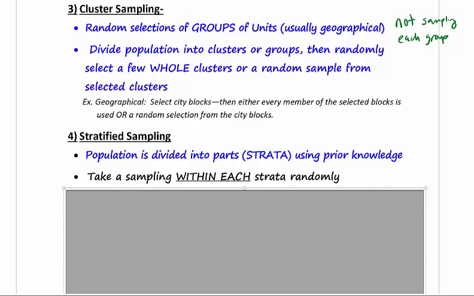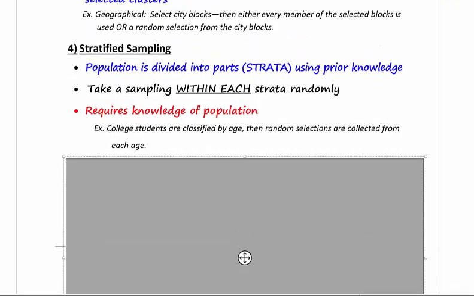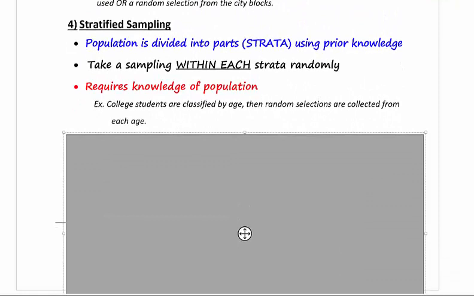That's the key difference. With stratified, you know something about the population ahead of time, and you're taking a random sample from every single group. So in this format, you are breaking it into groups using prior knowledge, and you're sampling every single group. With cluster, you broke it into groups, but you're only taking some of the groups to use as samples. The key here is it's going to be a little more expensive, and you need to know a little bit more about the population.